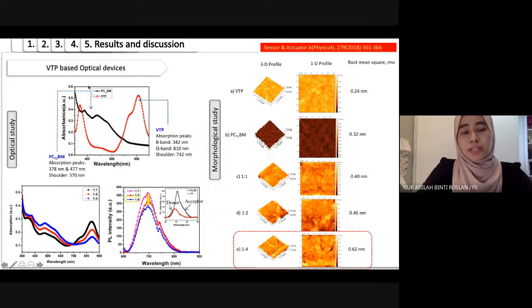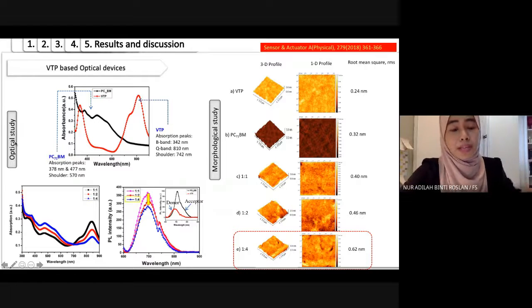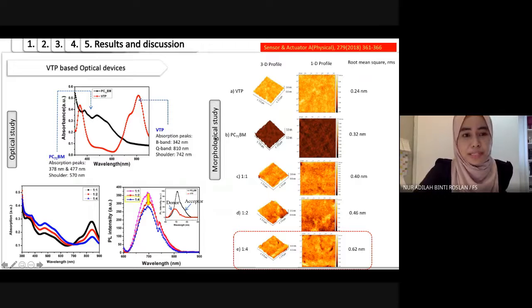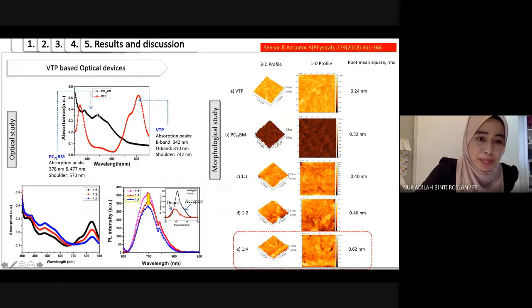Alright, so for the second project, that is the VTP-based optical device, we have to characterize it first. Here I want to study the optical properties and also the morphology. For the optical study, I used UV-vis and also PL. You can see here that VTP, the red line, only absorbs certain ranges, between 300 to 400 and also 700 to 900. It is unable to absorb around the visible range. But PCBM can absorb from 300 until 700.